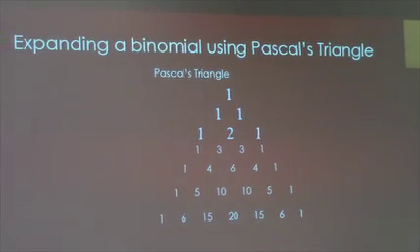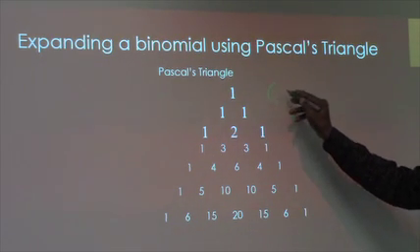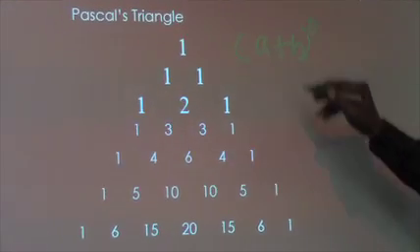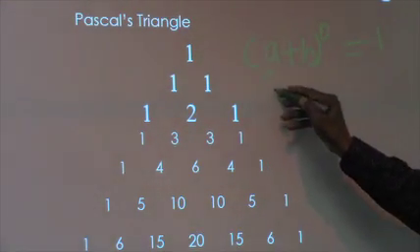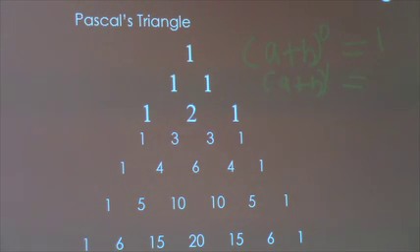Now, I want to show you how we can get the coefficients using the Pascal's triangle. So recall, the first row is when we raise a plus b to the 0 power, that's just going to be 1. So our only coefficient will be 1. Next, when we raise a plus b to the first power, the coefficients will be 1, 1.